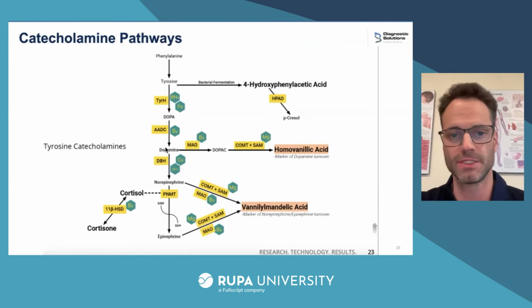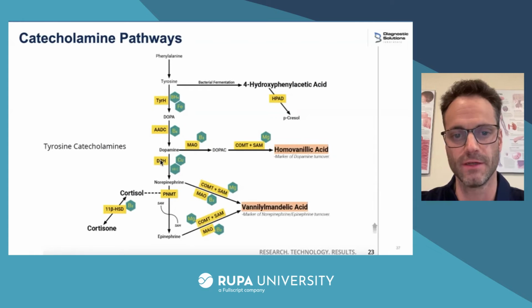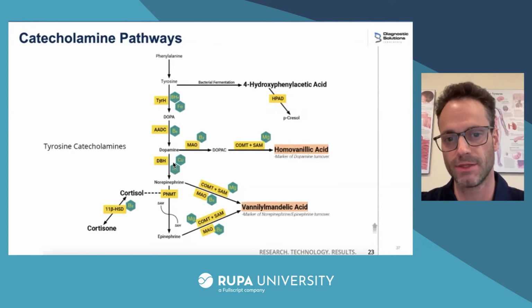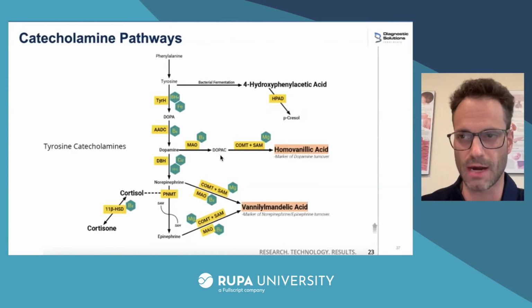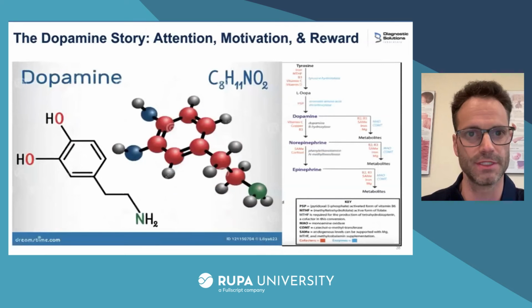And right here between dopamine and norepinephrine is DBH. That's dopamine beta hydroxylase. We're going to talk about that next. And then you have copper and vitamin C as cofactors. A lot of people are copper deficient today, and there's a reason for that, but many reasons. I'll talk about that in a minute.